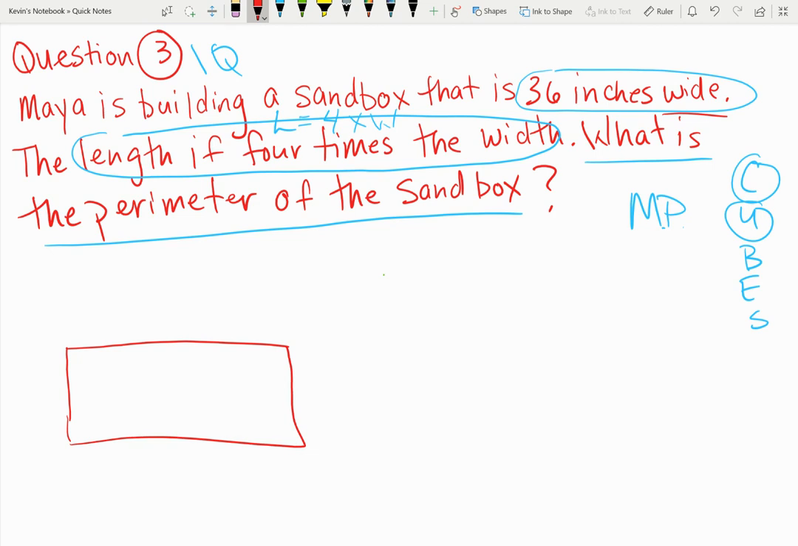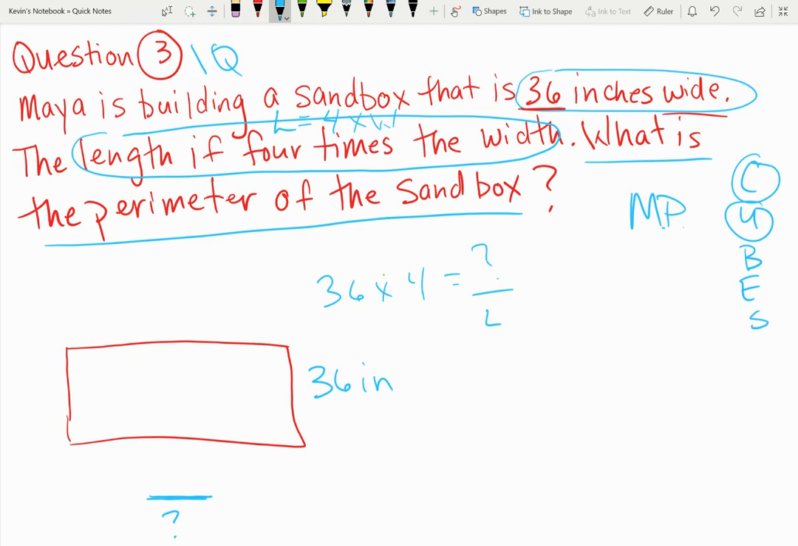Okay. And we know our sandbox is 36 inches wide. So it's 36 inches wide. And then it's telling us the length is 4 times the width, we know we need to find the actual length here, which is our bottom edge. This is our unknown, which is what we need to find. So we know 36 times 4 equals your unknown here, your length.